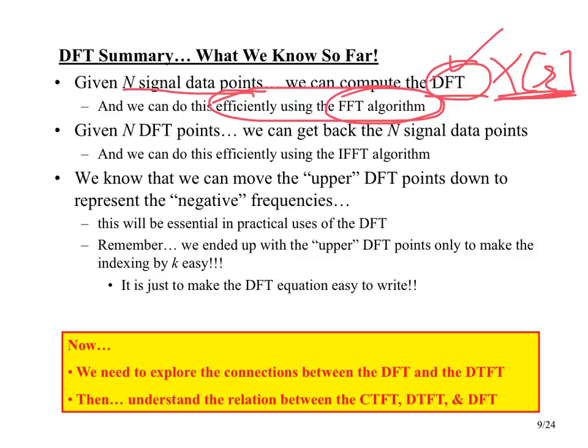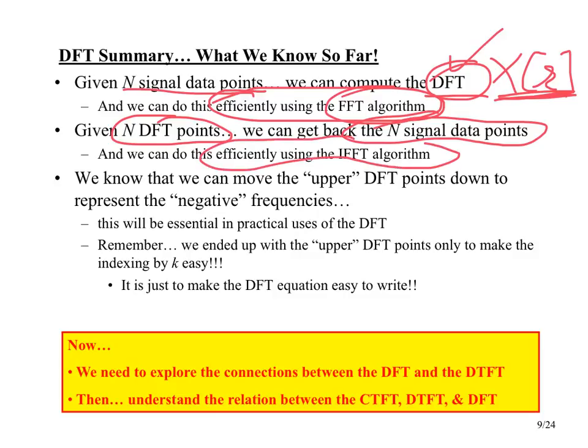So we know that given n signal data points, which may include some zero padding that we'll be introducing in just a little bit, although we've already talked about it, you give me n signal data points, I can compute the DFT. Now, once I have those n DFT points, I can use the inverse DFT computation to get back the n signal data points. And there is a computationally efficient IFFT algorithm to help us go back in an efficient way.